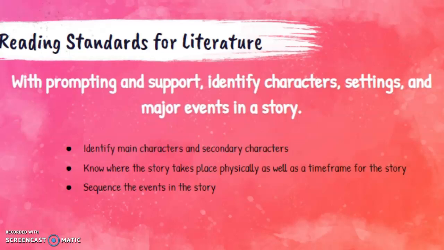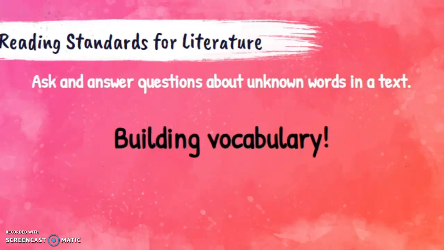With prompting and support, identify characters, settings, and major events in a story. Your child will be able to identify the characters in the story, both the main characters and the secondary characters. They will know where the story takes place, they will know the time frame of the story, and they will be able to sequence events in the story. Ask and answer questions about unknown words in a text. Building vocabulary. There are many standards that revolve around building vocabulary, both oral and written.